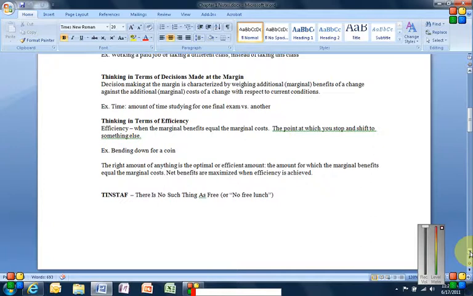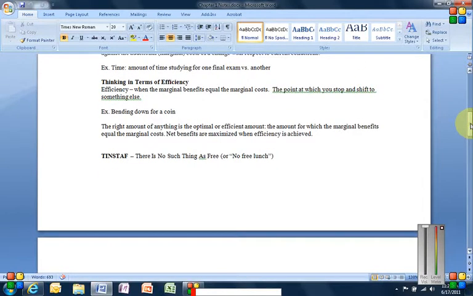But the right amount of anything is the optimal or efficient amount for that person, the amount for which the marginal benefits equal or exceed the marginal costs. So ultimately, as you realize this, it brings us to this acronym. There is no such thing as a free lunch is a concept represented by TINSTAAFL.